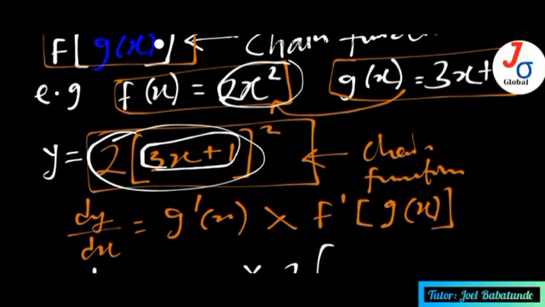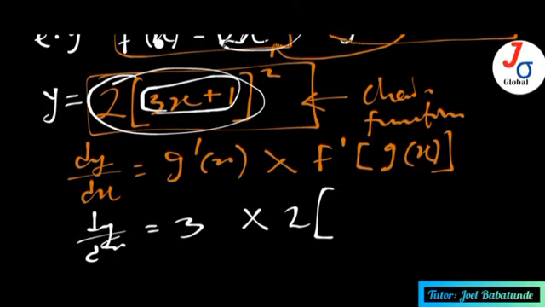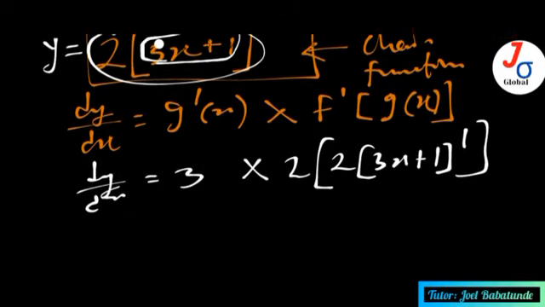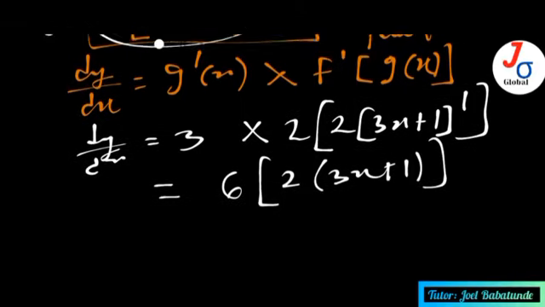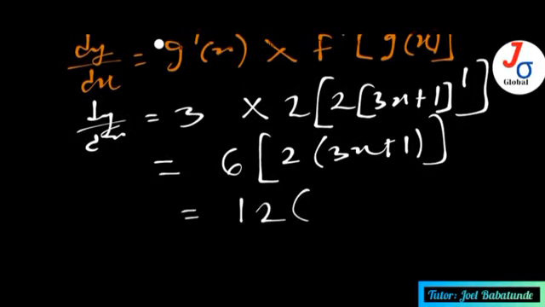into, bring down the 2, right? Then I have x raised to the power, but remember that x now is 3x plus 1. Then 2 minus 1 is 1. So basically I have 3 times 2 is 6, and I have 3x plus 1. Then I can just write this as 6 times 3x plus 1.